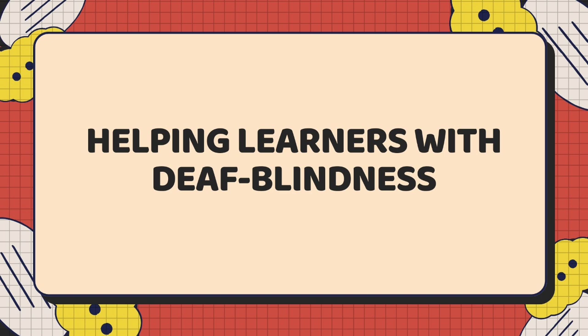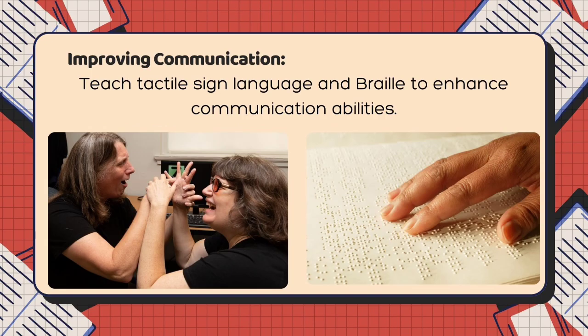So in this, how will we help our learners or the people with deaf blindness, because it's very hard for them to see, or they're not able to see and also not able to hear. So firstly, how do we improve their communication, or how do we communicate with deaf blind people? So first, we should teach tactile sign language and braille to enhance communication abilities.